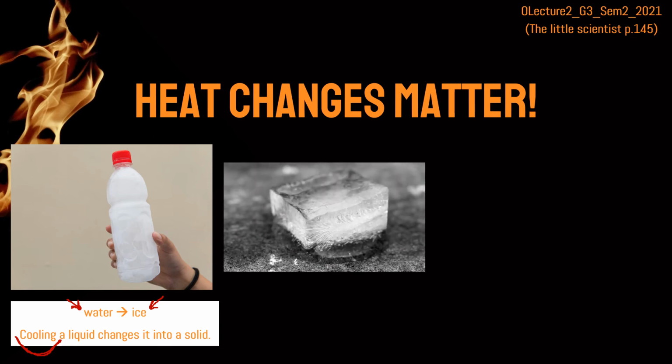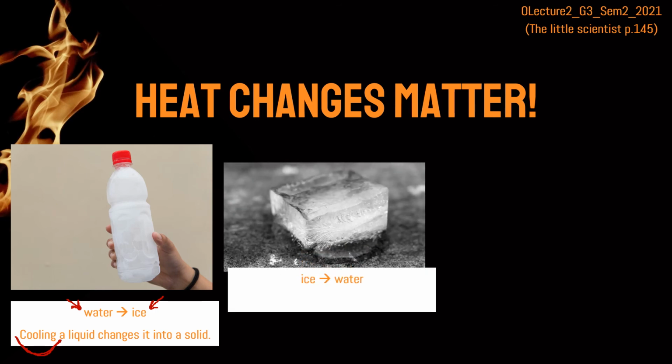At the same time, when you leave an ice cube on a table, for example, the ice cube will lose its heat energy and it will melt. So the solid ice cube will melt and turn into liquid water. So when we do the opposite thing, instead of cooling water, we are heating the ice. When we heat a solid, it changes into a liquid.